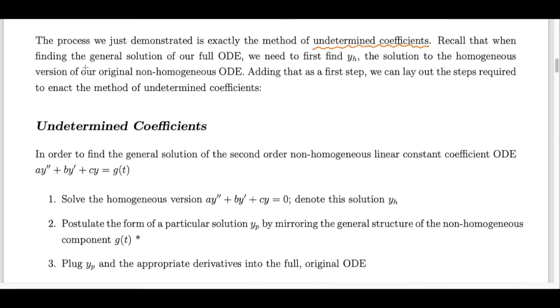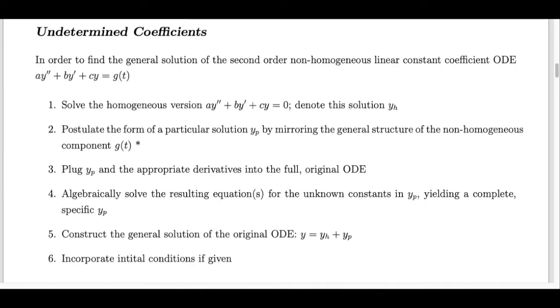Remember that when I'm trying to find the general solution of the full non-homogeneous ODE, the first thing I need is y sub h, the general solution to the homogeneous version of our original ODE. And so if I add finding y sub h as a first step, I can lay out the steps that we just followed, and these are the steps required to enact the method of undetermined coefficients. So here I've summarized the 6 steps required to perform this process.